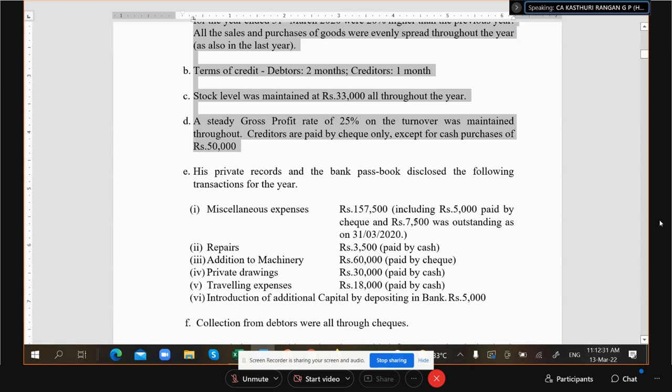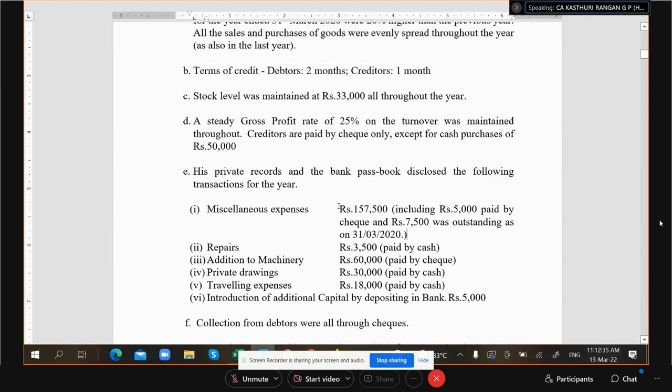5,000 paid by check. 7,500 outstanding on 31/3/20. So total is 157,500. 7,500 is outstanding. That means that is not paid. What is paid? Only 1,50,000 is paid. Of that, 5,000 is paid by check. So total 157,500. 7,500 not paid. Paid is 150,000. 5,000 by check. 145,000 by cash. So remember all this.